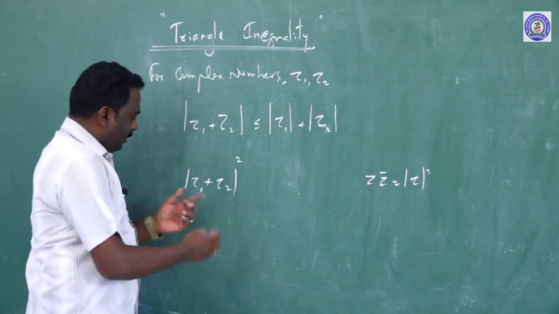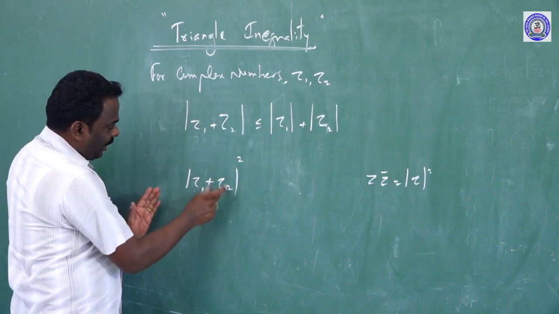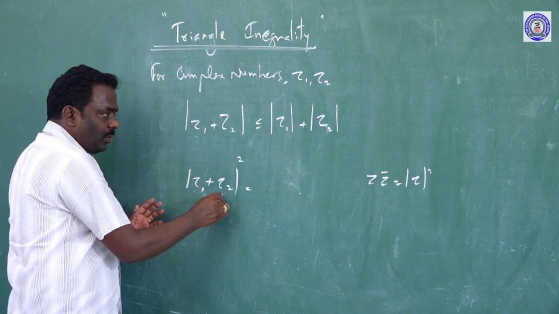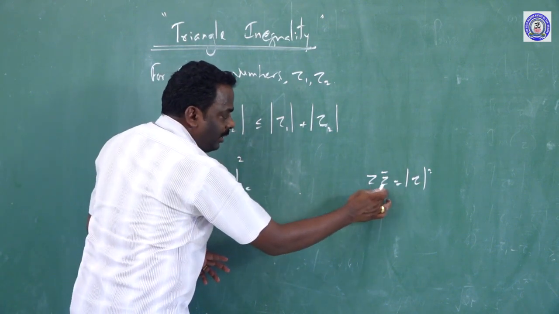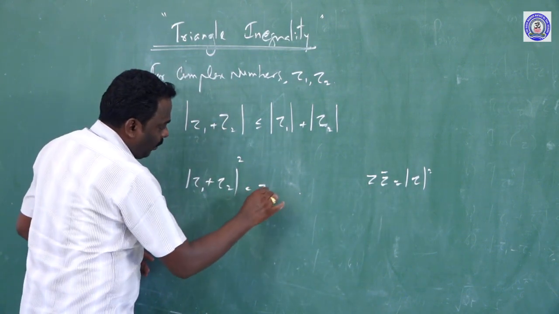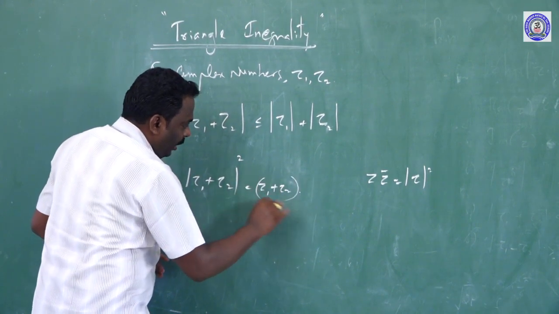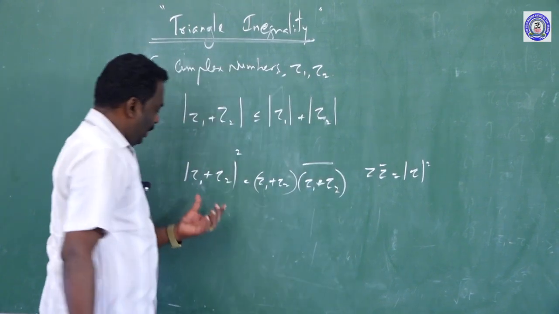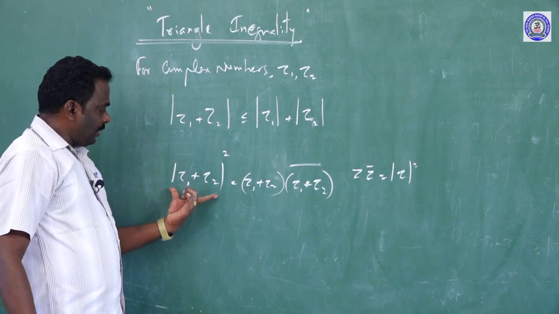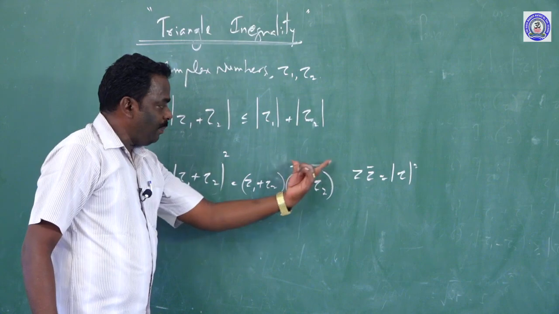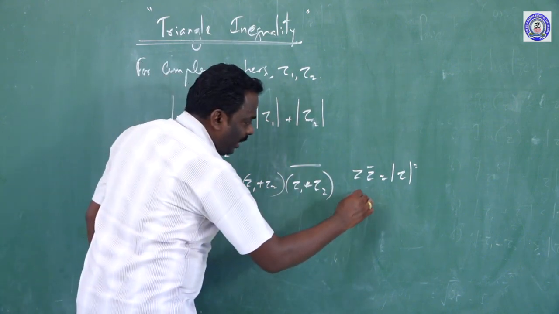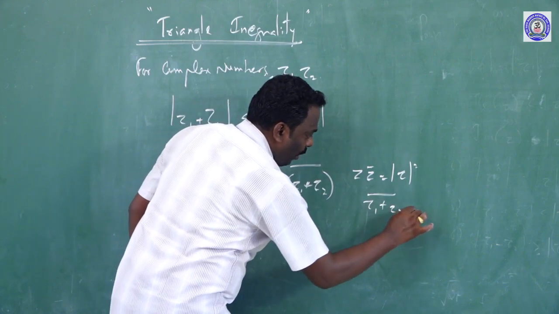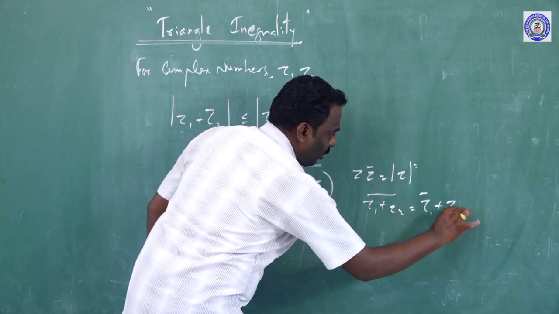So now we have modulus of z square, where z is z1 plus z2. So modulus of z whole square equals z into z bar, which is z1 plus z2 into z1 plus z2 whole bar. Now again applying the conjugate property, z1 plus z2 whole bar equals z1 bar plus z2 bar.